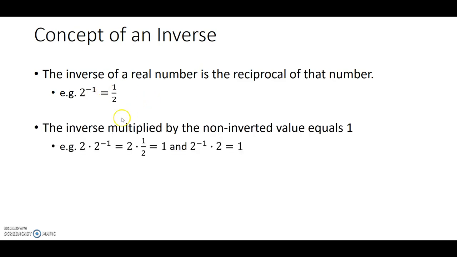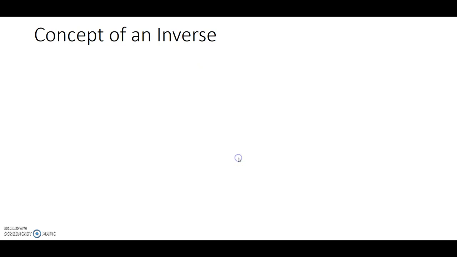Well, the reason the inverse is important is because if we multiply the inverse by the non-inverted value, we get 1. So 2 times 2 inverse, which is really 2 times 1/2, equals 1, and vice versa. 2 inverse times 2 is equal to 1.